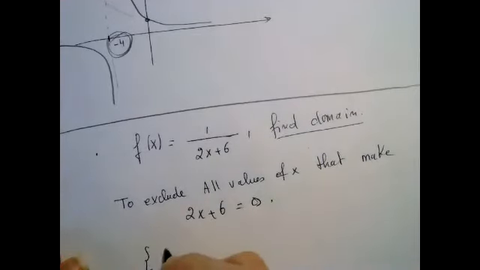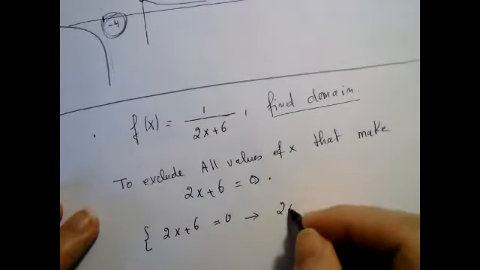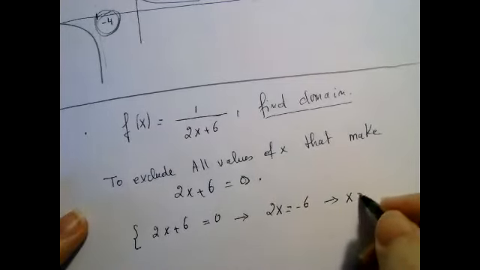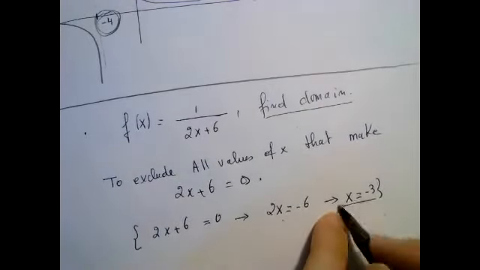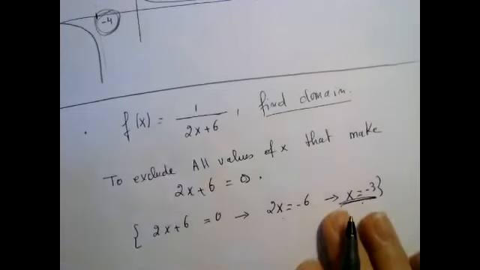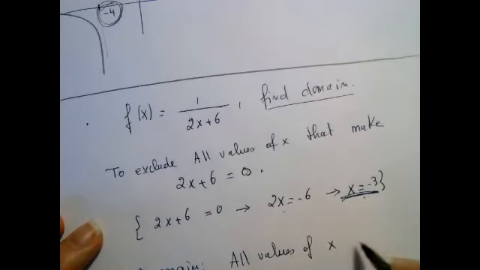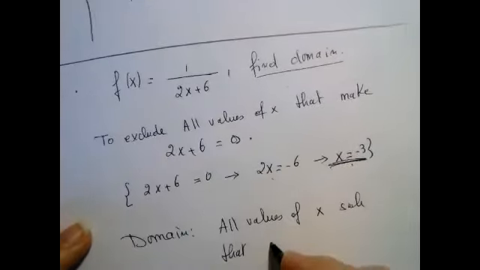And now we solve for the denominator. So we say, okay, what makes it 0? 2x plus 6 equal to 0. We solve. It means 2x equals minus 6, so x equals minus 3. So this value has to go because it makes the denominator 0. So the domain is all values of x such that x is different from minus 3.